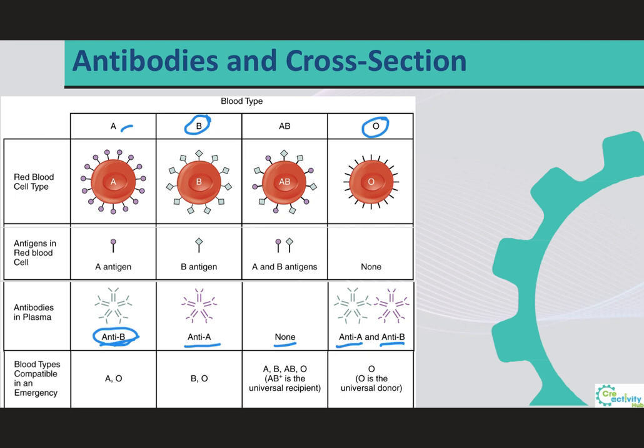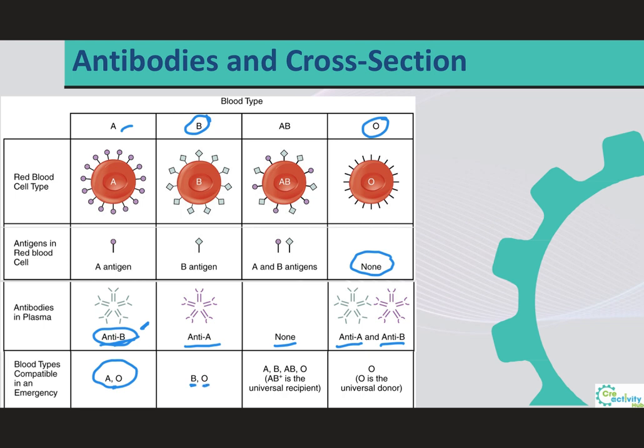If an individual has type A blood, this means that they have the antibody for type B. Therefore, they can only receive blood from a type A or a type O. Since type O has no antigens at all, this means that they will not cause a reaction when a type A individual receives that blood. The same concept will apply for type B individuals. So type B can only receive blood from a type B or a type O donor.